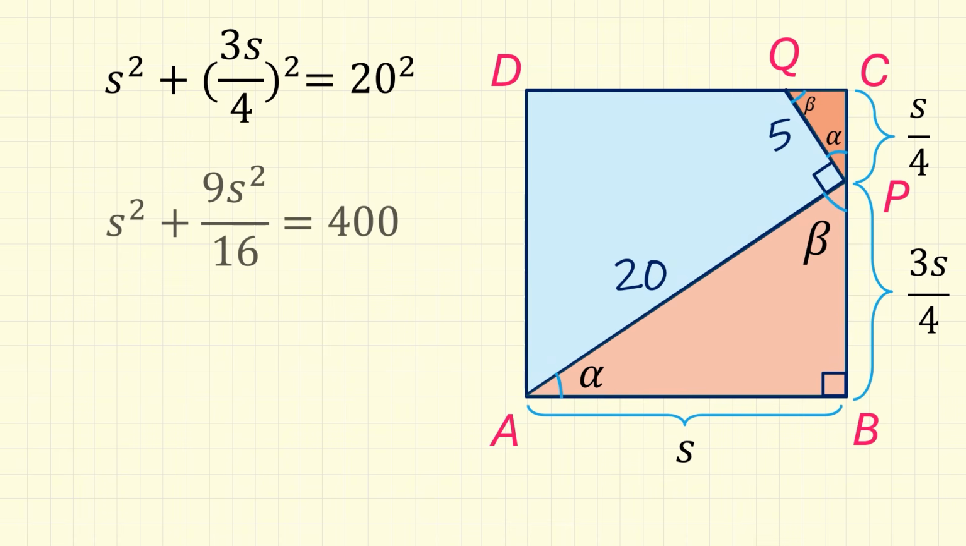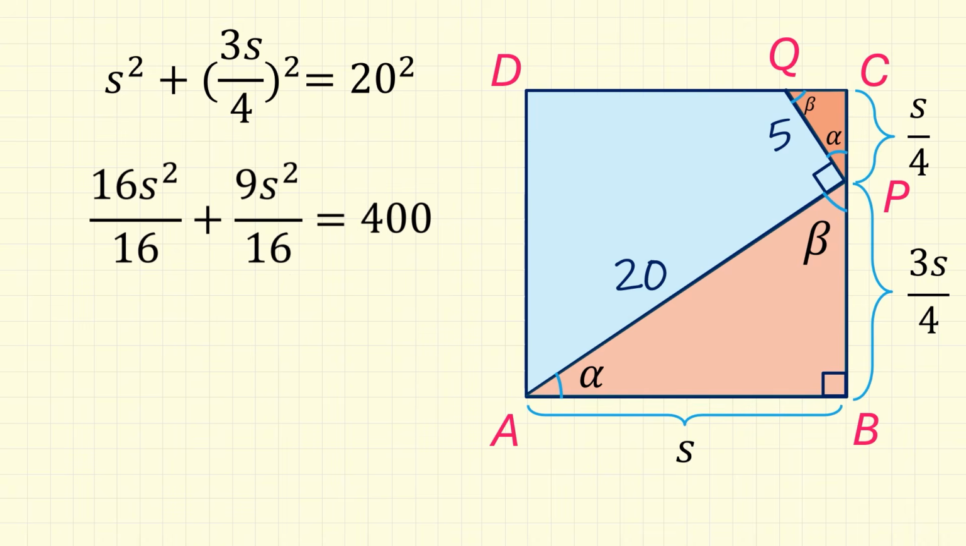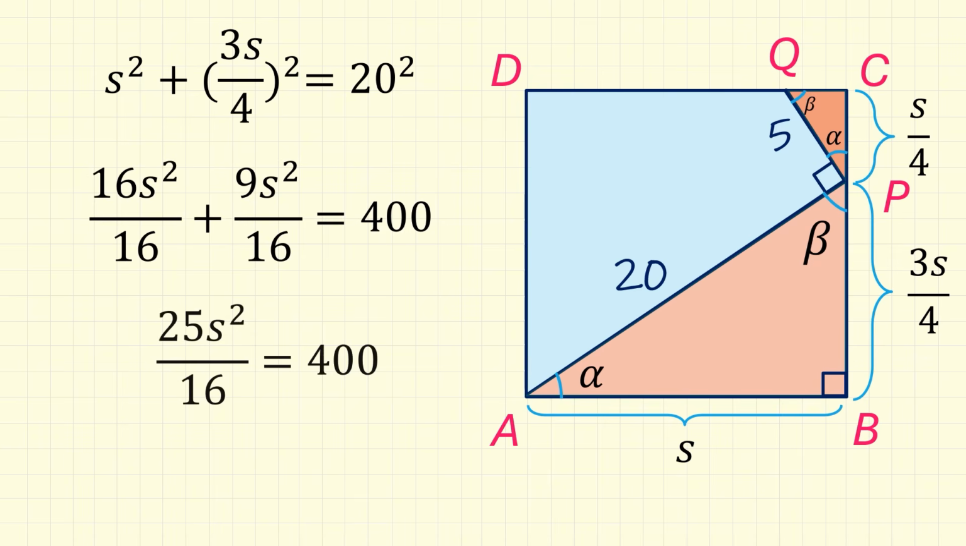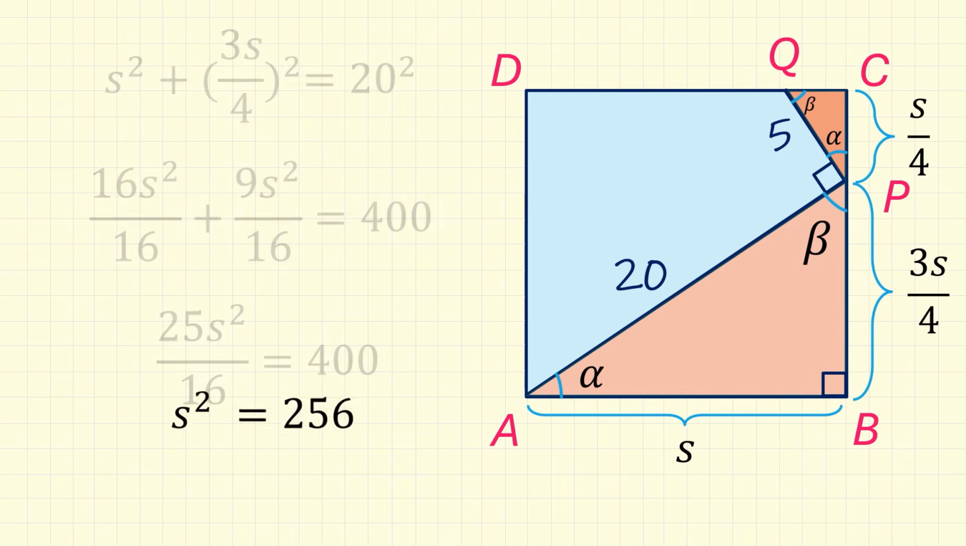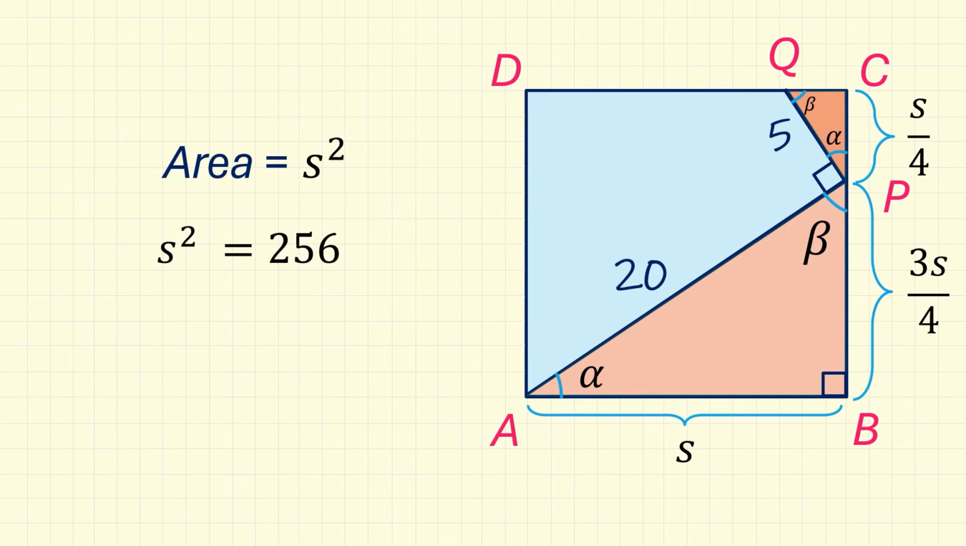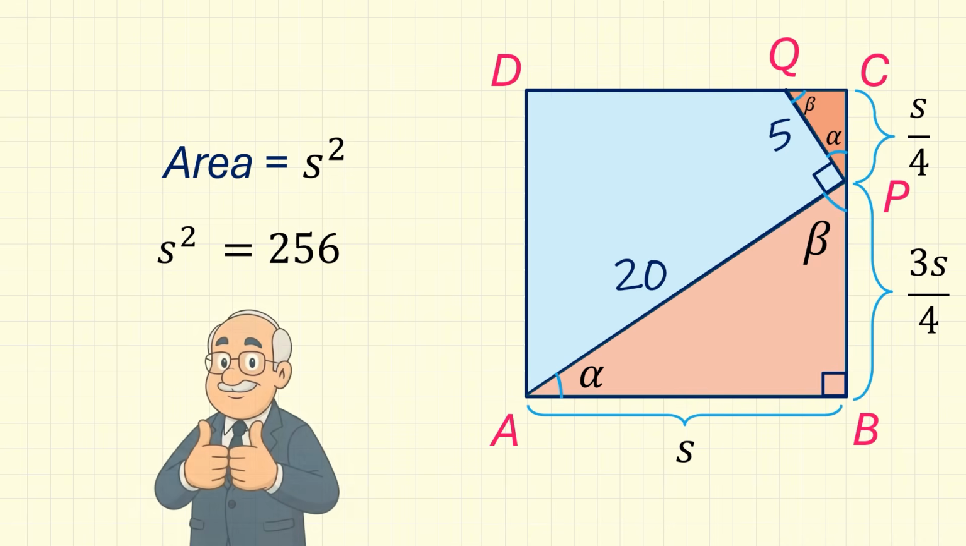To add these, convert S squared into 16S squared over 16. Adding them gives 25S squared over 16 equals 400. Multiply both sides by 16 and divide by 25 to get S squared equals 256. Because the area of a square is just S squared, we're done. The exact area is 256 square units.